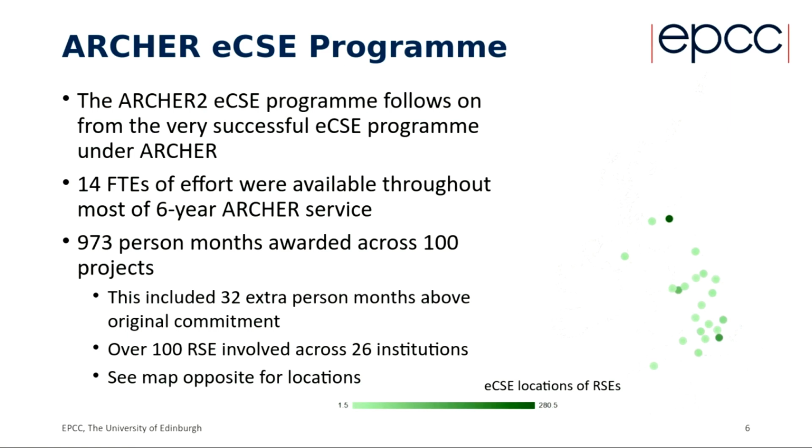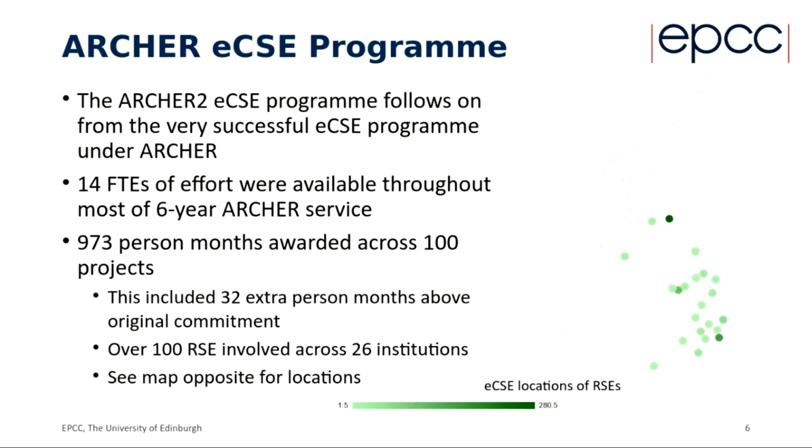That meant that we were actually contracted to fund 941 person months of projects. In the end, via various cost savings, we managed to fund an extra 32 person months. So we funded 973 person months spread over 100 different eCSE projects. And these RSEs were funded at 26 different institutions around the UK.